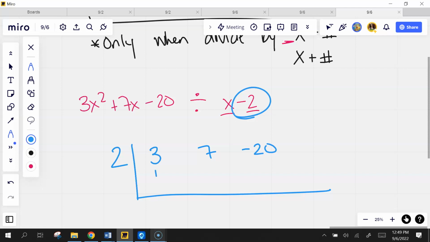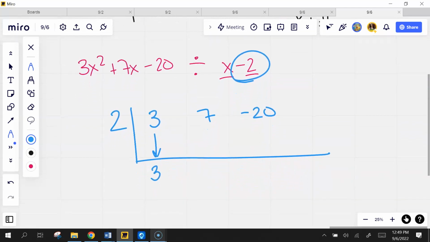Drop down 3. Okay, so you drop the first one. You multiply by what's on the outside. Okay, and then you do what? Subtract it? You add it.